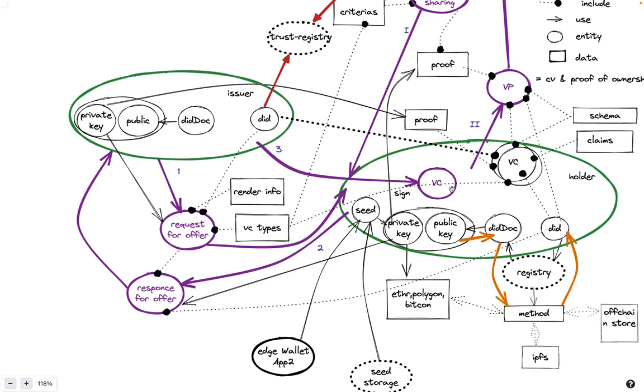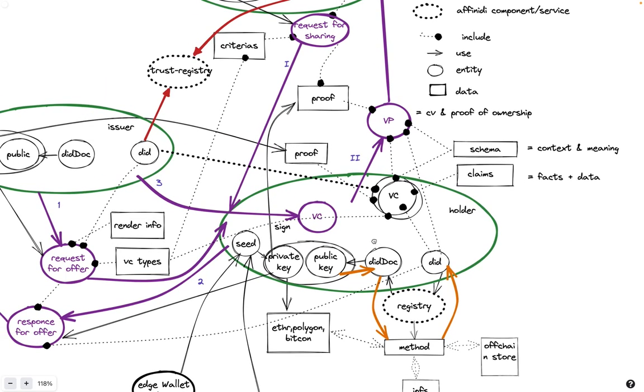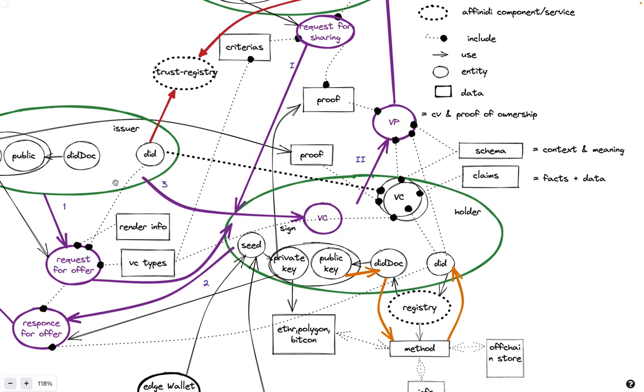And actually you get the VC, and here we see VCs as blue, so it's part of the exchange entity. So it could be used as an exchange between the issuer and the holder. So it's the last step.